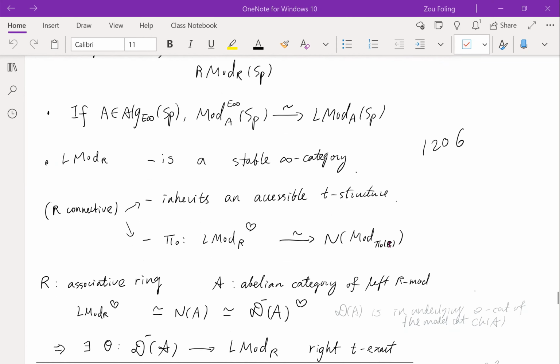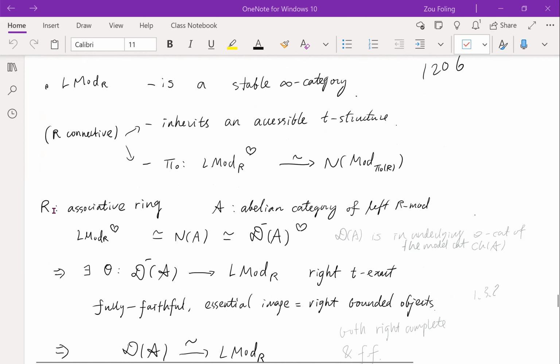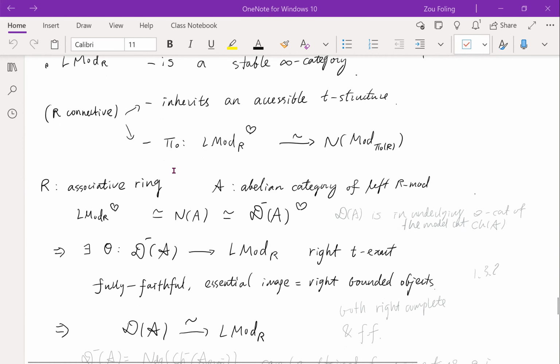This is basically saying you have the less or equal to n and greater or equal to n parts of this category, and the equal to 0 part, the heart of that t-structure, is just the category of pi 0 R modules. And if R is discrete, meaning it's a classical associative ring, and you think of it as a ring spectrum by, for example, looking at the Eilenberg-MacLane spectrum of R, then more can be said.